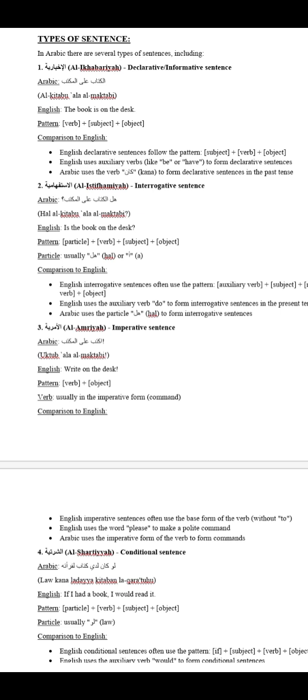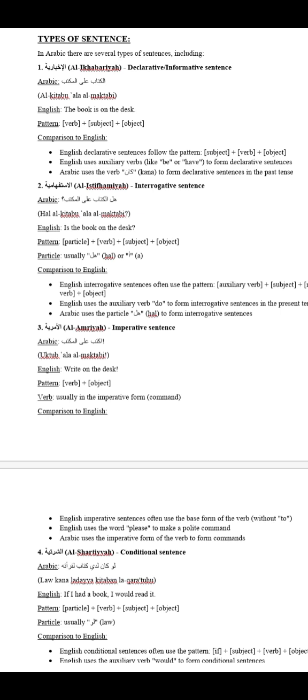These are used to ask questions. In Arabic, it follows the pattern particle, verb, subject, and object. So what is a particle? A particle is usually hal or a. If we see the example in Arabic, hal al-kitab ala al-maktab. In English, that is is the book on the desk.